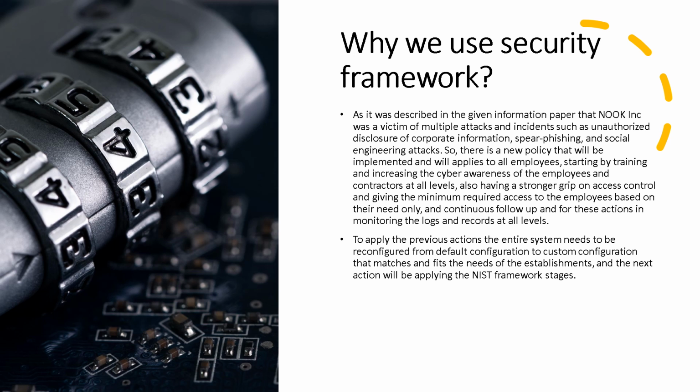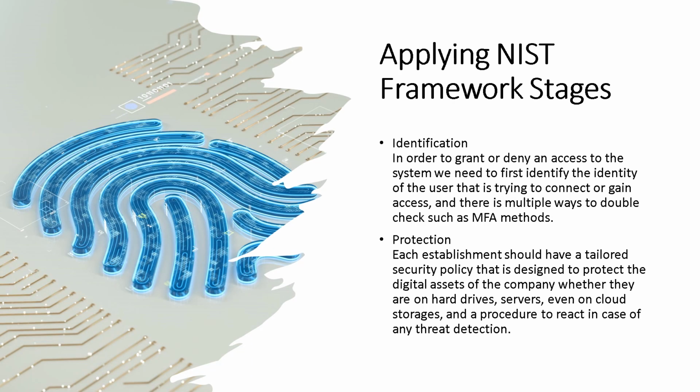And next action will be applying the NIST framework stages. Applying the NIST framework stages starts with identification. In order to grant or deny any access to the system, we need to first identify the identity of the user that is trying to connect or gain access to the system. And there are multiple ways to double check, such as the multi-factor authentication method.